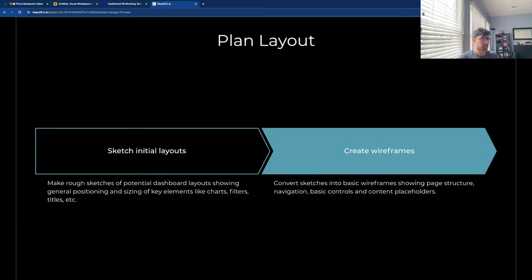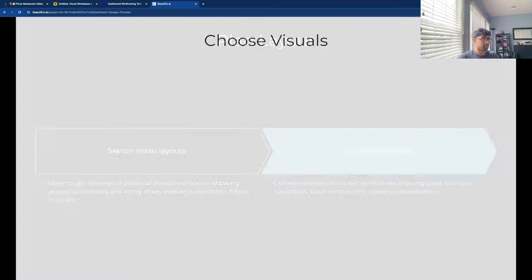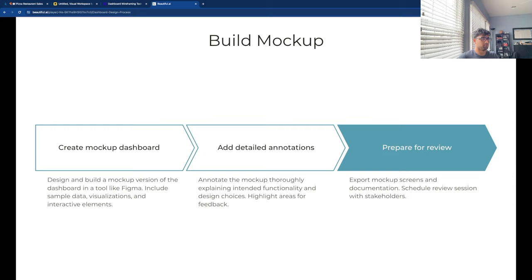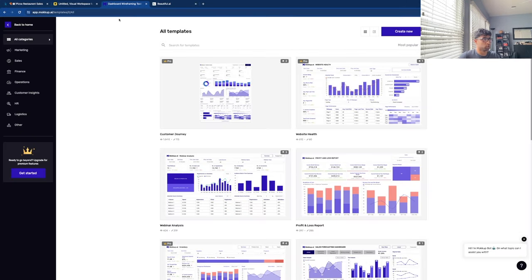Okay, so we kind of made some drafts of what visuals we want to use. The next step is actually to plan out the layout and create the wireframes. And we're going to build this mockup right now. We're going to move to a tool called mockup.ai. Again, I'm not sponsored by them by any means. You can use whatever you want. I don't really care. But I think they have some pretty cool templates.